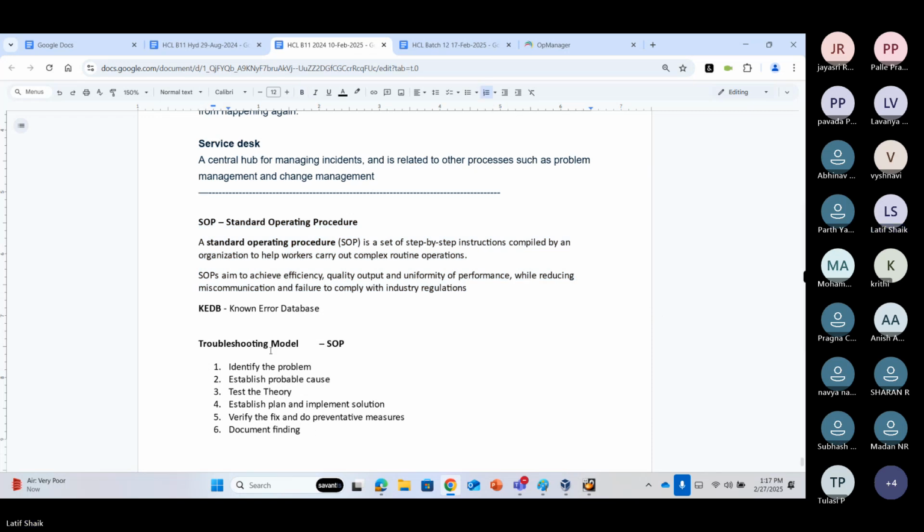No. Okay, guys, understand or not? Yes, sir. Okay. So find out what KEDB is and find out these things also. SOP and KEDB, find out.